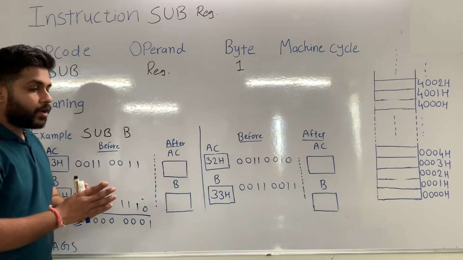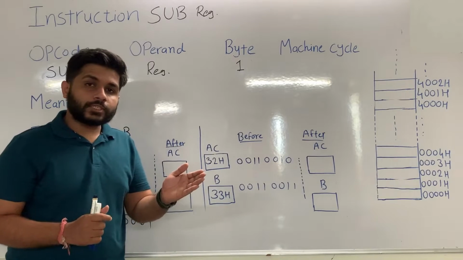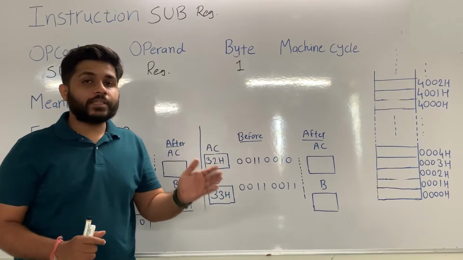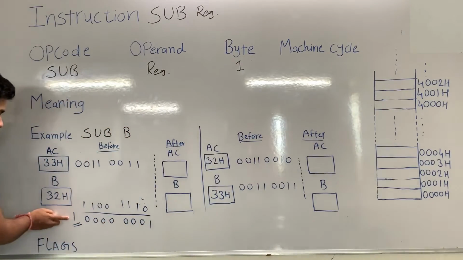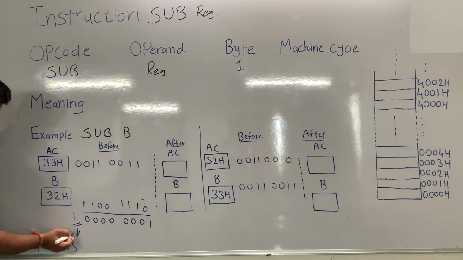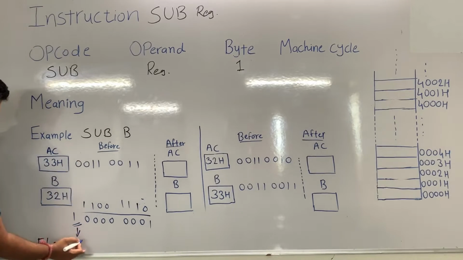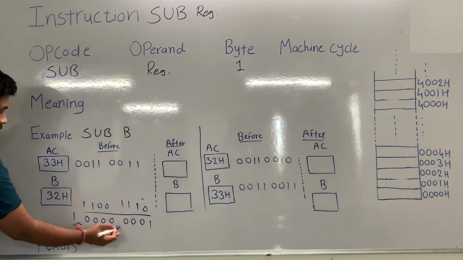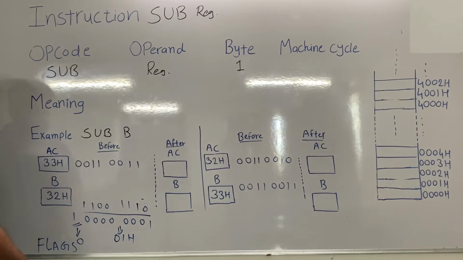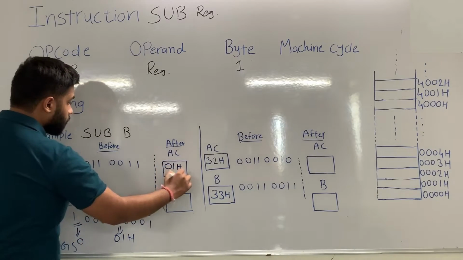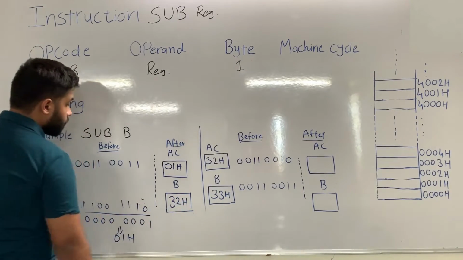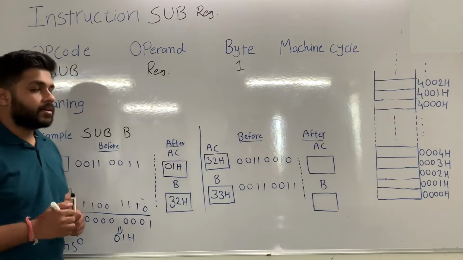Now always remember, for the subtraction, the microprocessor will perform complement of carry, which we got after the subtraction. So after the subtraction, we got carry 1. So microprocessor will perform the complement and the actual carry that will be stored in the carry flag will be 0. And if you convert this number into hexadecimal, you will get 01H. So after the execution, what will be the content of accumulator? It is 01H. And what will be the content of register B? It will be 32H.